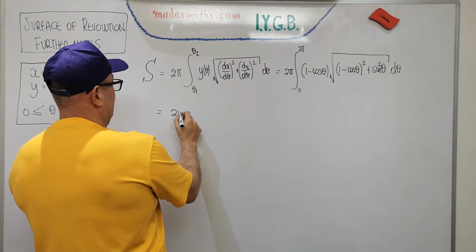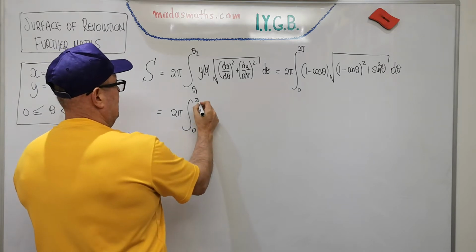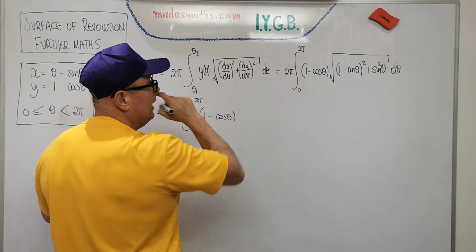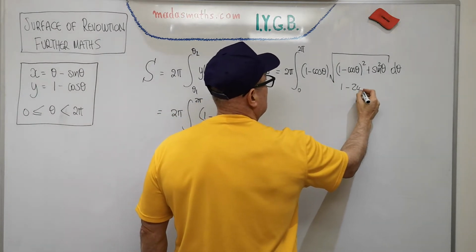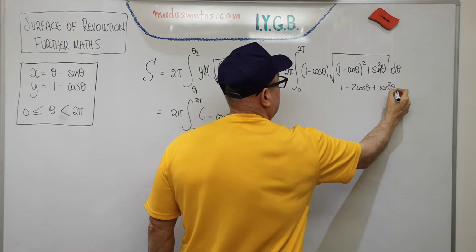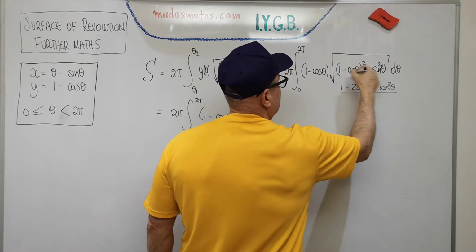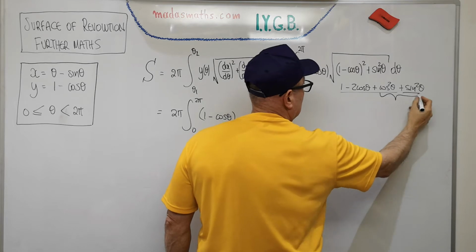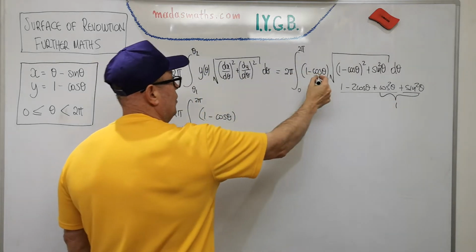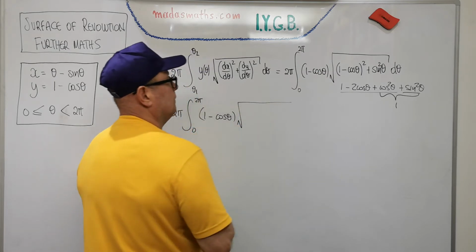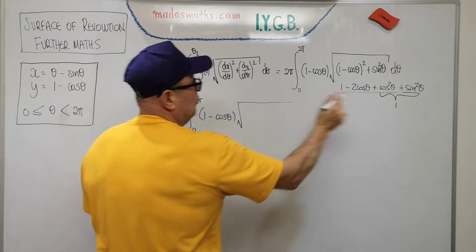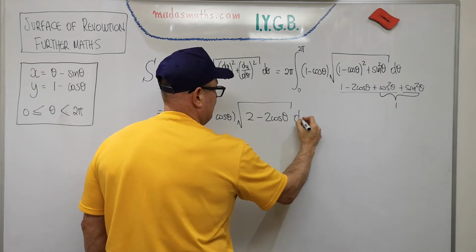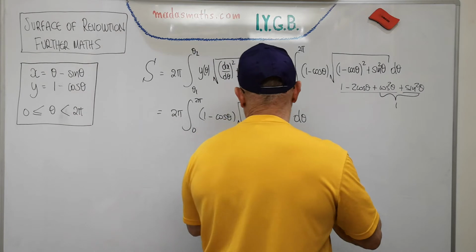So that is equal to 2 pi, limits as before. Let's tidy up the radical. So (1 minus cos theta), if we expand this, we're going to get 1 minus 2 cos theta plus cos squared theta. That's this bit here, plus sine squared theta. And of course, these two quantities will condense into a 1. And therefore, this is going to be the square root of 2, that's the 1 plus the 1, minus 2 cos of theta, d theta. So we managed to simplify that to something a little bit more reasonable.